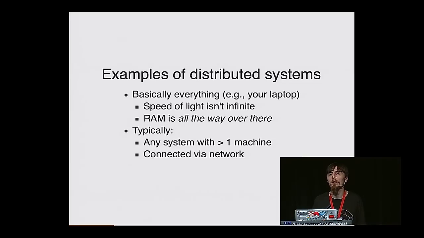But typically, when someone talks about it, what they mean is any system with more than 1 machine, and they're connected via a network. The fundamental difference between these is that networks fail far more often. Think about it like downtime for a network per year is like measured in, say, hours. But it would not be acceptable for your RAM to not work 1 hour out of the year.